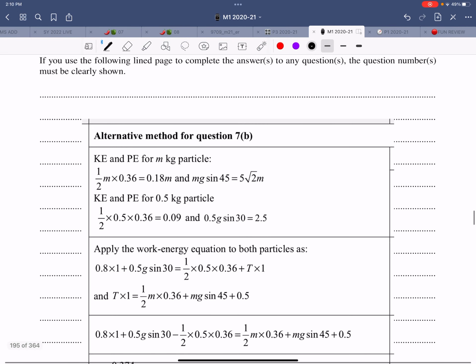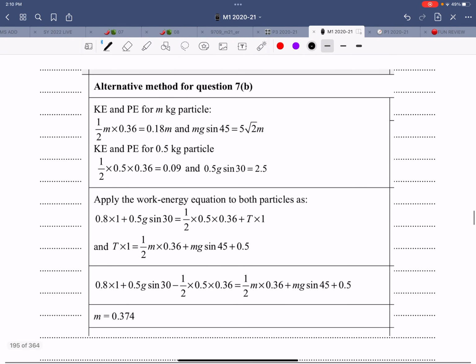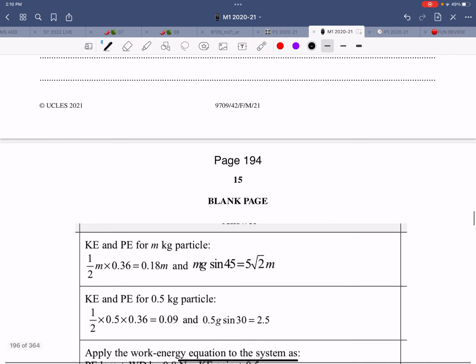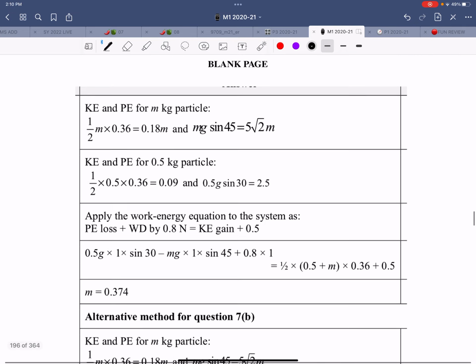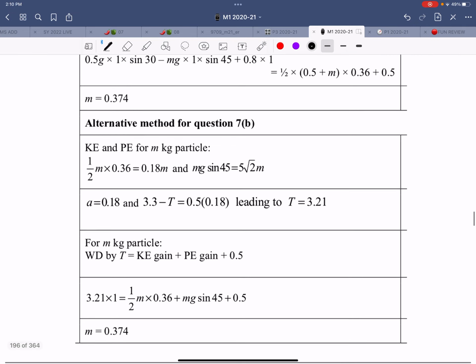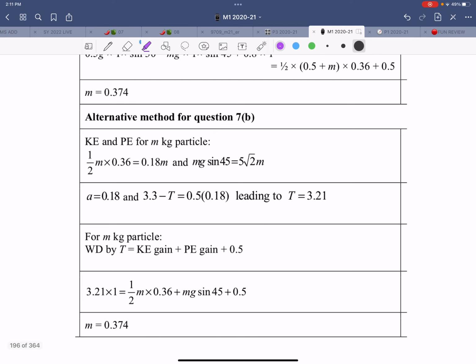Just to give you an idea, there were 3 methods in which the examiner has worked this out. This is the first method. This is the second method, and what I have done is that I have applied this third method. Kinetic energy and potential energy for particle m, this they have evaluated it earlier. My steps is basically something like this.